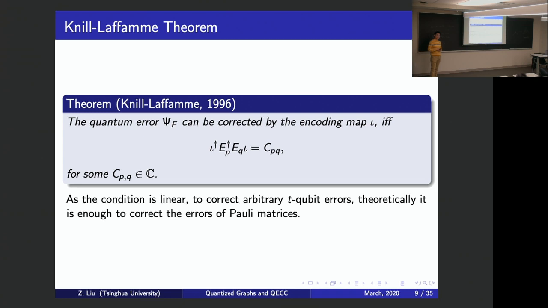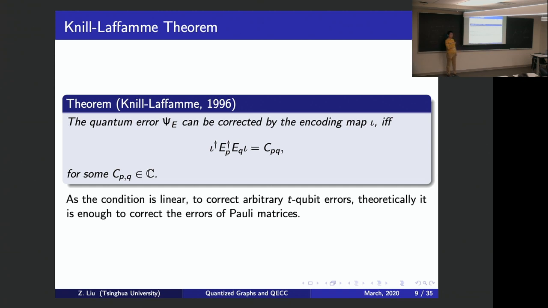But usually in the lab, we require the map to be local. Namely, we can only have local interactions of particles. So we cannot have a large scale quantum channel acting on all qubits. So that's a theoretical problem. But for some code, this can be fixed.